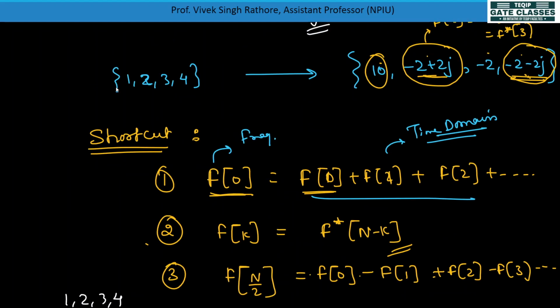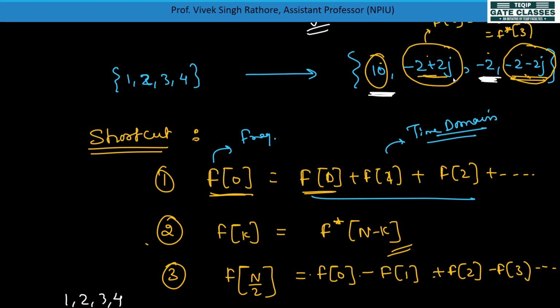Whenever you are asked to find the DFT value for 4 sampled values, the first value is very easy, just add all the values of f of n, so you will get the first value. The third value, f of 2, is also very easy to calculate. Just add and subtract alternately: plus f of 0 minus f of 1 plus f of 2 minus f of 3 plus f of 4 minus f of 5. Like this it will go on, alternating. So this is very easy to calculate from f of n only, no need to go for mathematical operations.